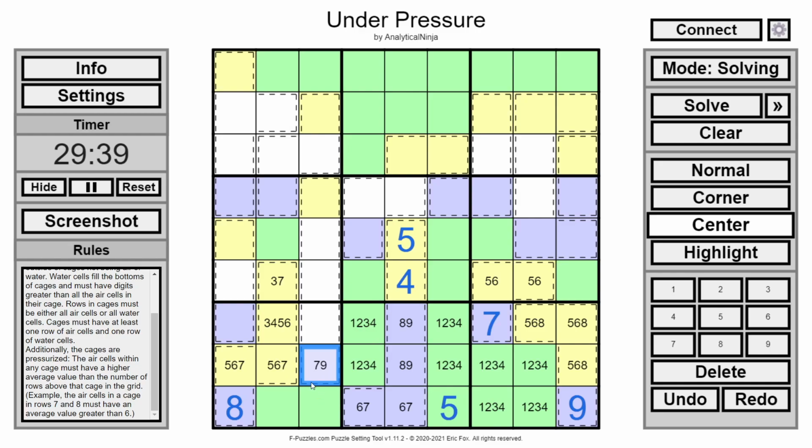Okay. Yeah, I think that's what happened, is that I said this was more restricted than it was. So I think this is a 7 or a 9. This is also a 1, 2, 3, 4. Can we reduce any more down here?